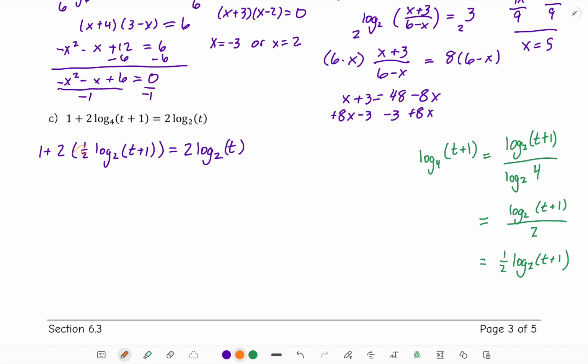Well, there, the 2 cancels out with the 1/2. And then I'm going to use our power rule on the right-hand side to bring the 2 up as an exponent. So we get log base 2 of t squared. Now I can add the log base 2 of t plus 1 to both sides.